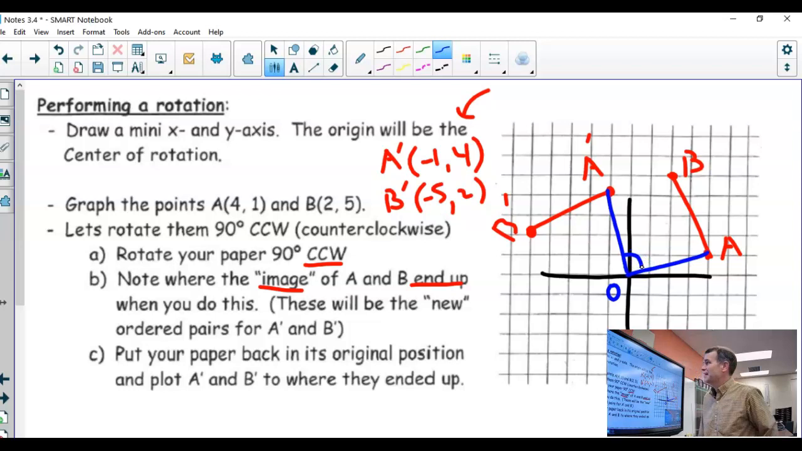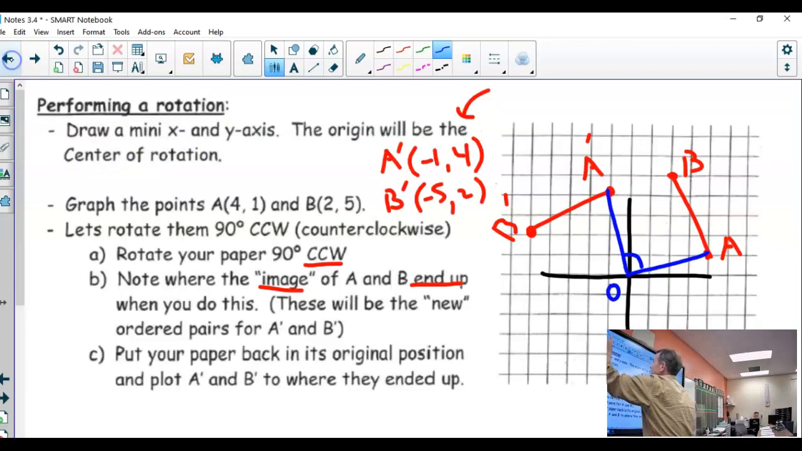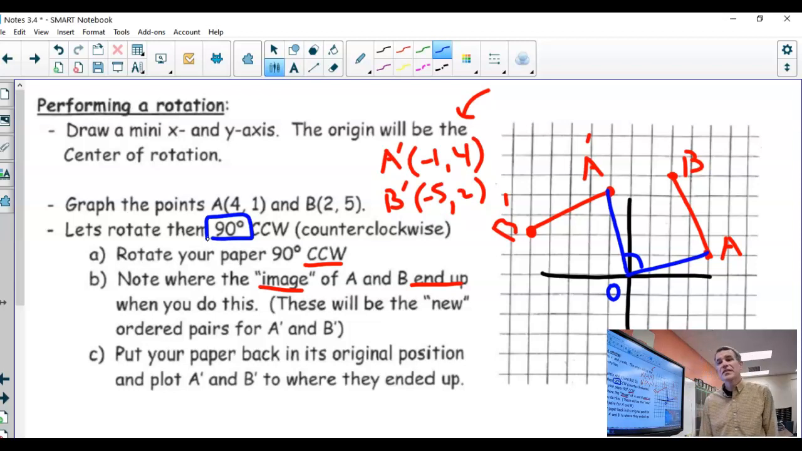And we want to verify that that angle equals the angle of rotation. So the angle of rotation was 90 degrees. Can we verify that that angle is 90 degrees? Well, sure we can. We need to verify that that is a right angle. And the way to verify that that is a right angle is to check the slope of both lines.